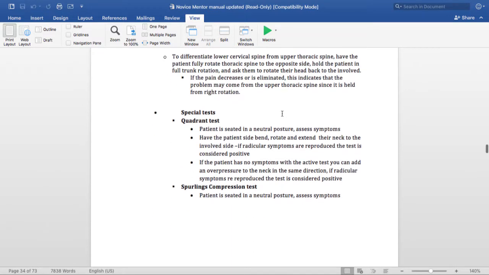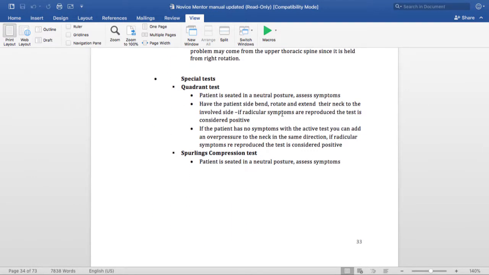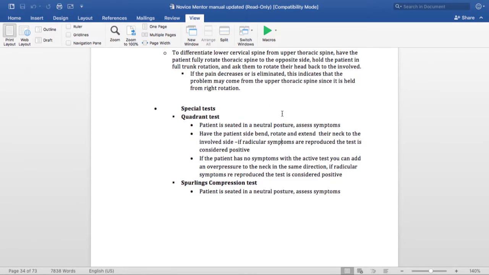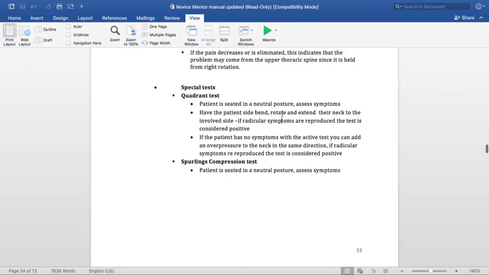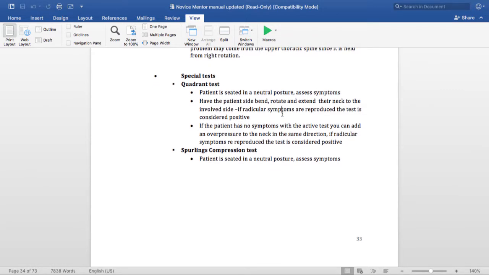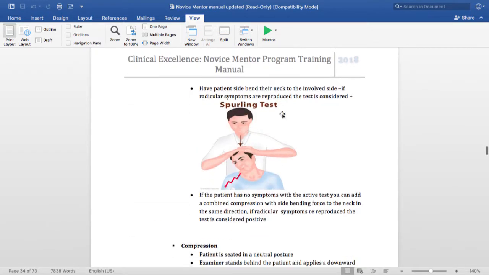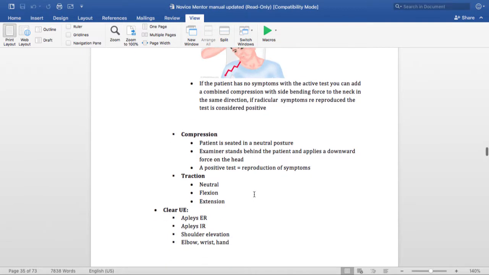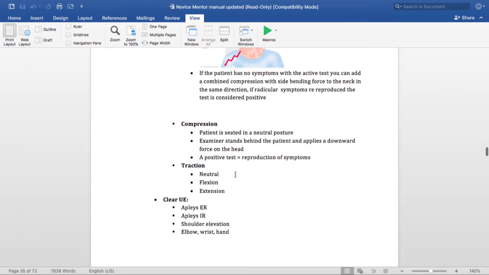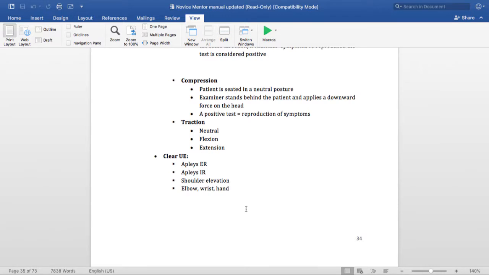Read through that part. And again, special tests, quadrant tests. When we go towards that position, look for radicular symptoms. We could do a Spurling's test. We could just do it with a side bending or side bending with rotation. And we can add some compression or traction in 3 different positions, depending on where you're trying to work. You're trying to decompress where in the nerve, in the canal or the foramen where it comes out. Then we do some clearing tests.